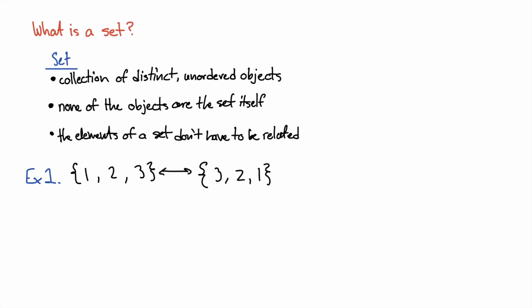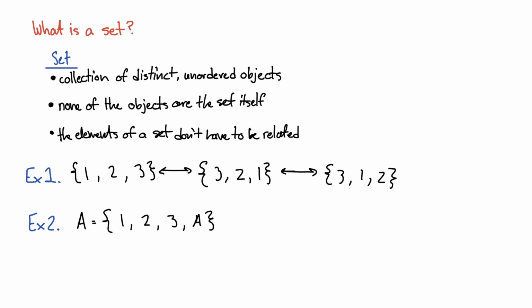So these two sets are actually equivalent, and this set is also equivalent. Another important characteristic of sets is that none of the objects in the set is the set itself. And example 2 is actually not a set, because there's an element within the set that is the set itself.